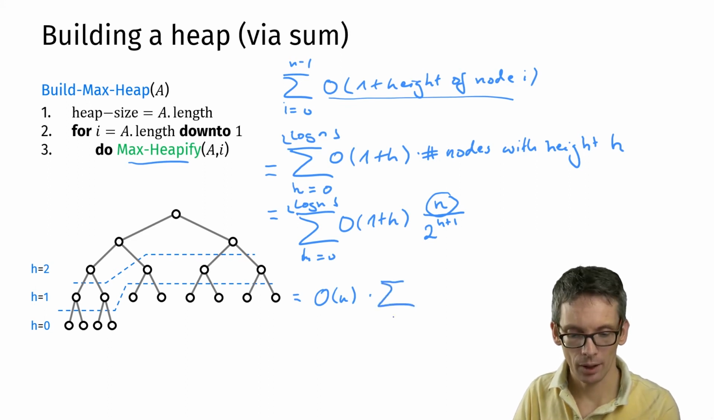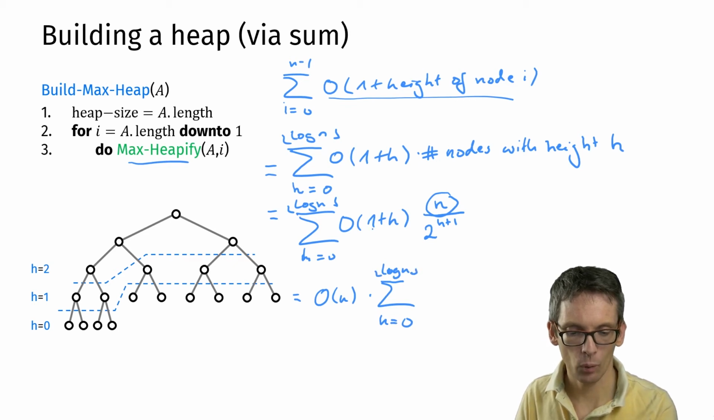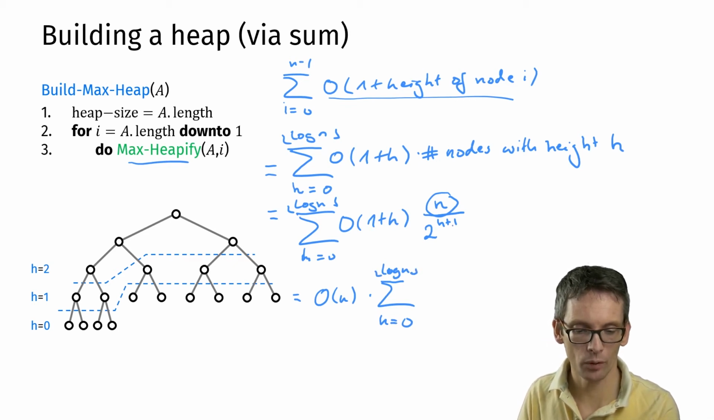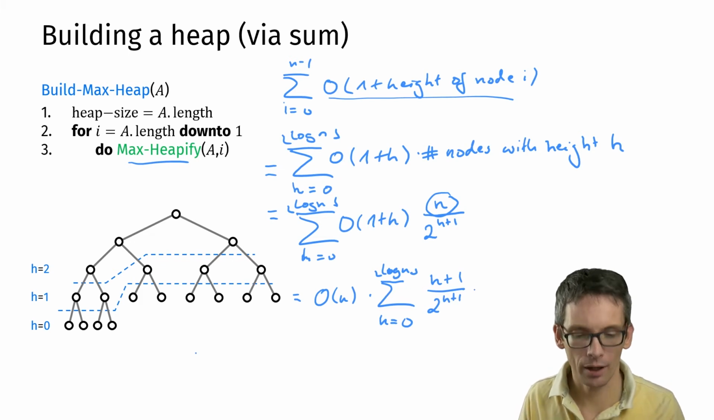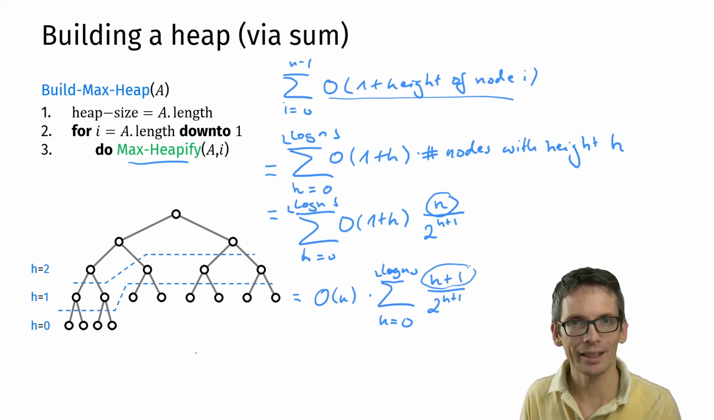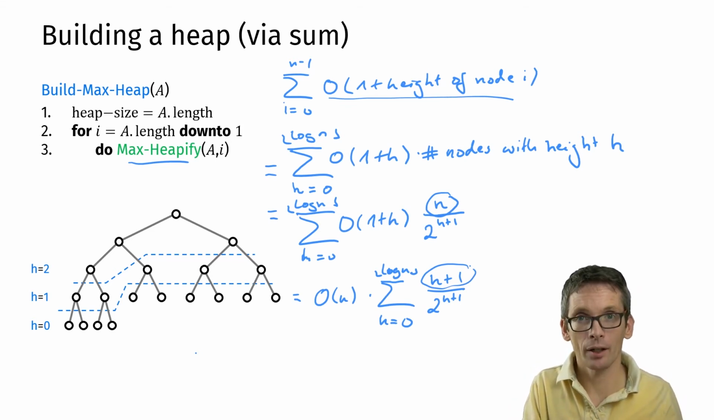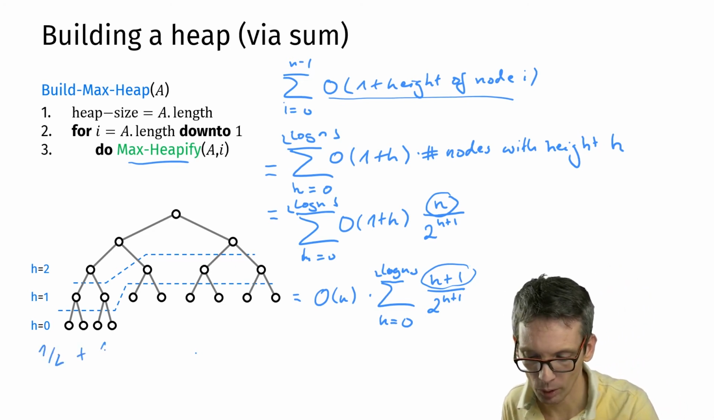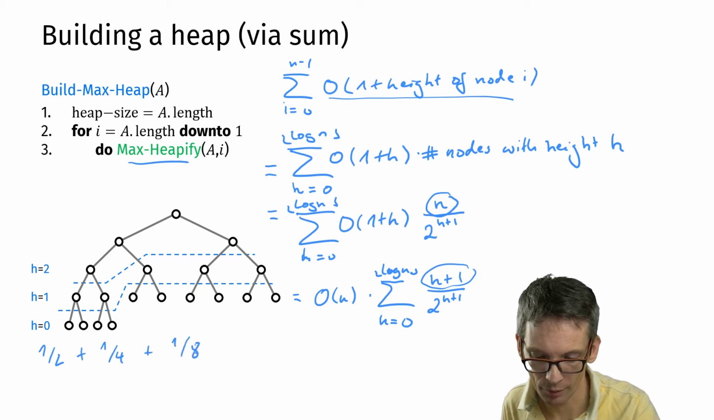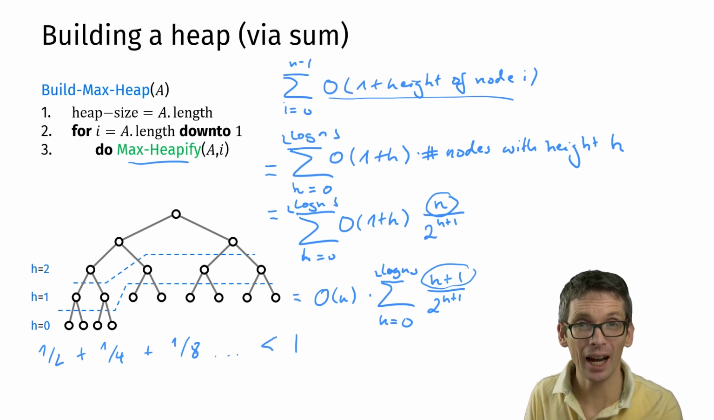What remains is a sum over all the heights. And now I have 1 plus h divided by 2 to the h plus 1. So let me write this as h plus 1 divided by 2 to the h plus 1. So what does this give us? If we wouldn't have this h plus 1 here, we would actually have a geometric series. It starts at 1/2 plus 1/4 plus 1/8, and so on. Overall, this is smaller than 1. This is if we wouldn't have this h plus 1, but we have the h plus 1.